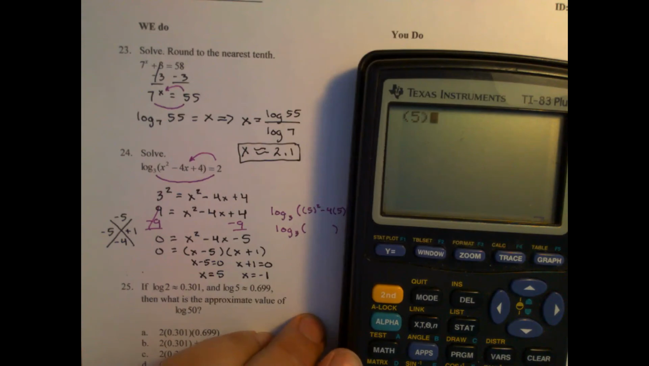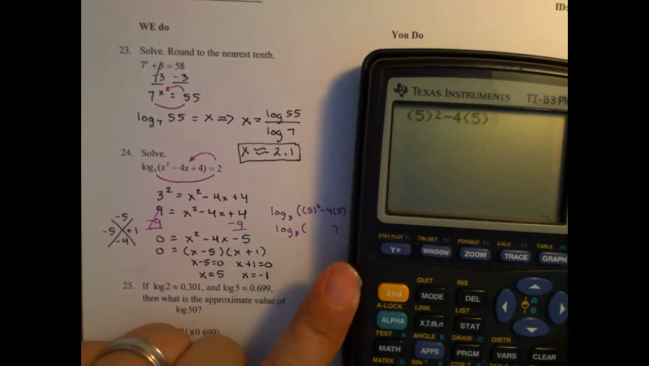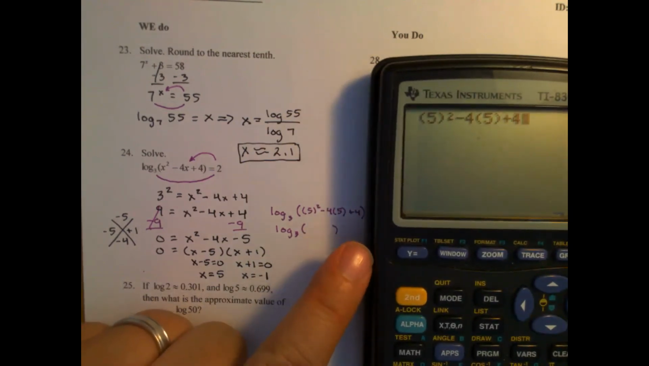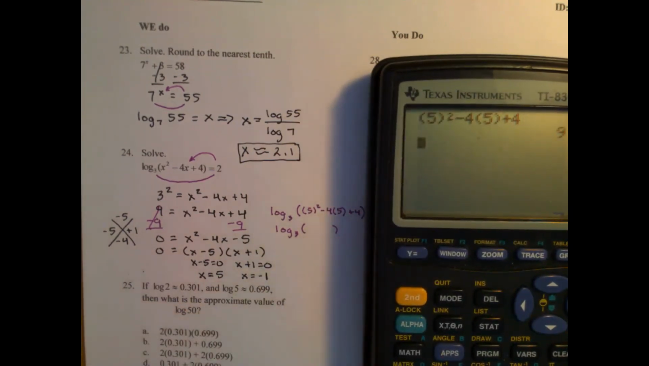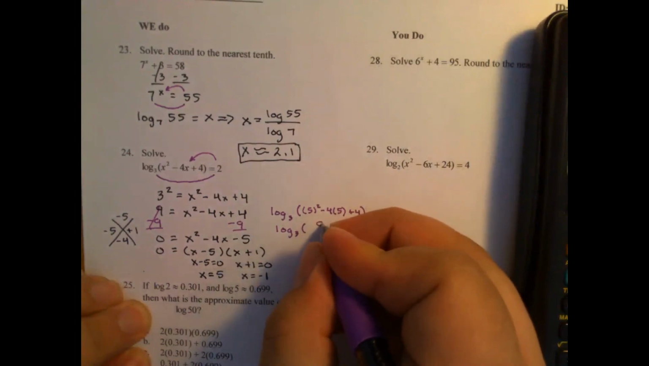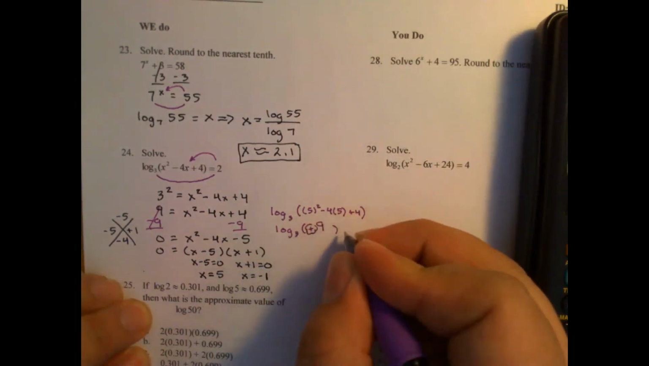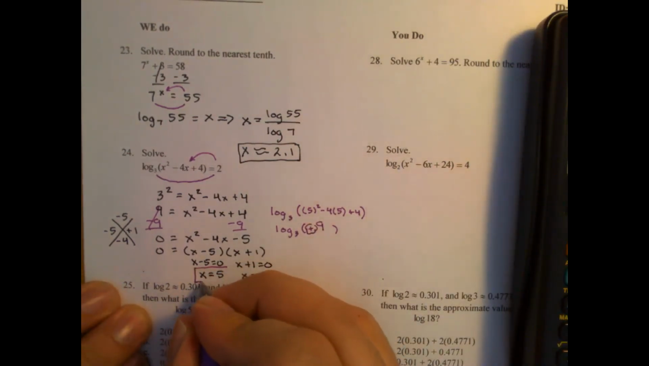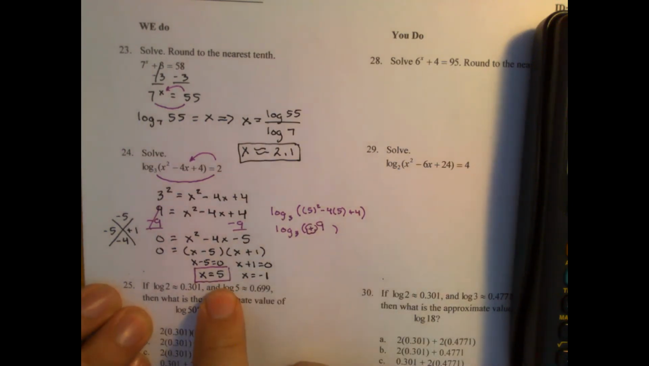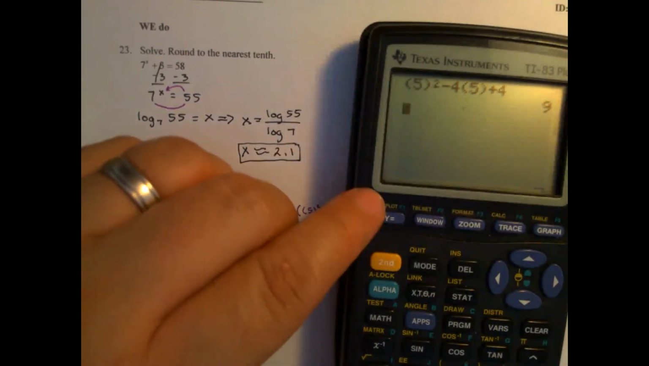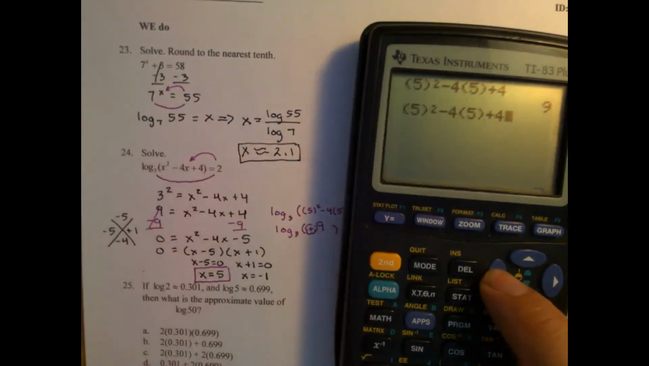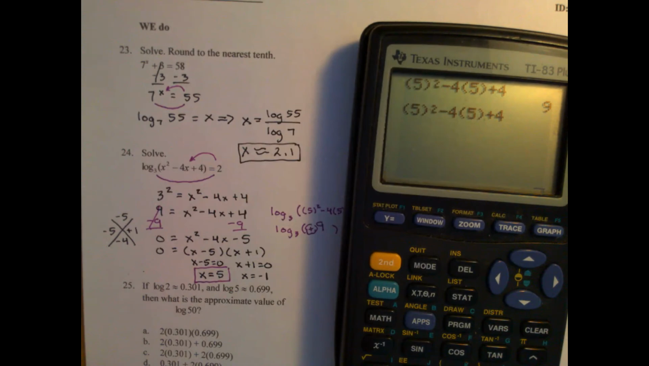So 5 squared minus 4 times 5. What was it? Plus 4. All right, I got a positive 9. And yeah, it's a positive 9. Remember, that's what matters. So this one checks out. I'm going to be using x equals 5. That is part of my solution. Now, for the other one, I need to change them into negative 1s. So I'm going to go back in here. And let's see, I'm going to delete that. And I'm going to insert a negative 1.